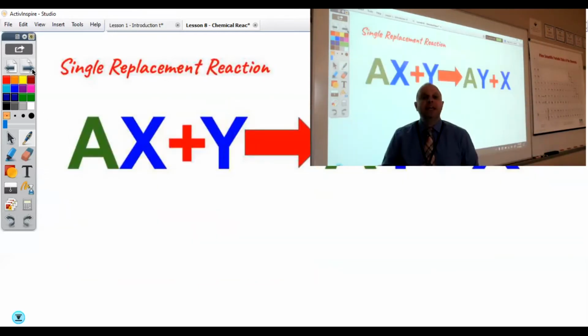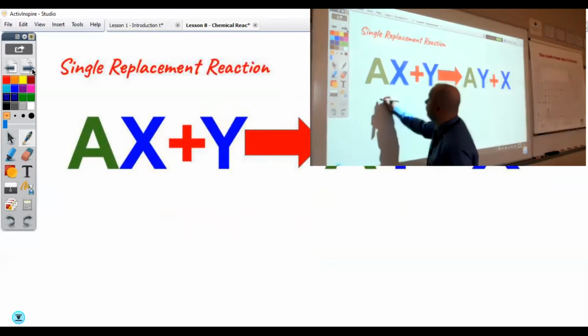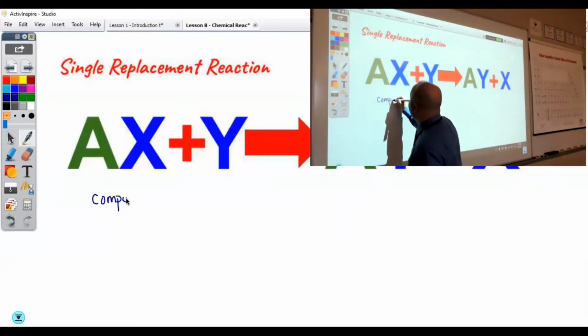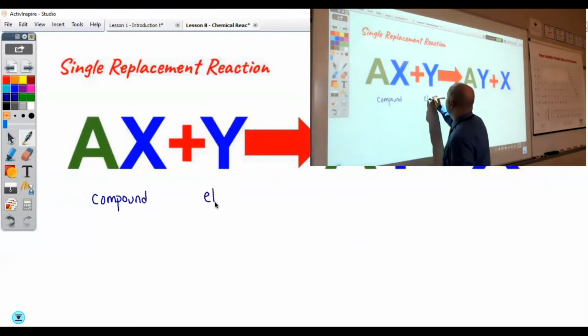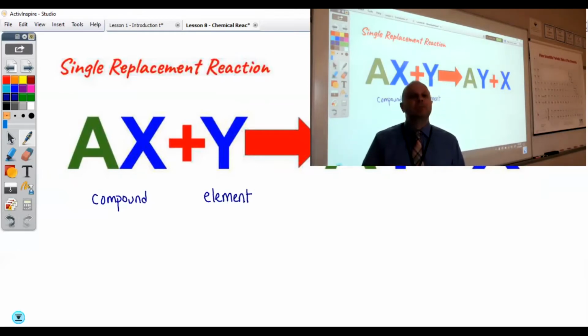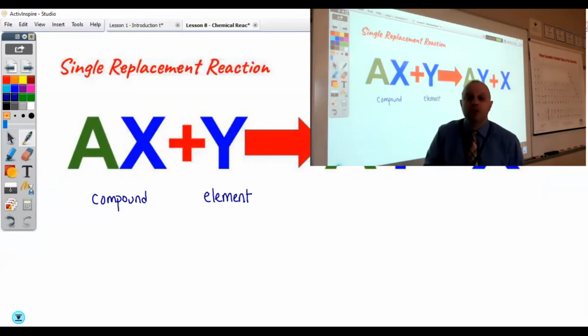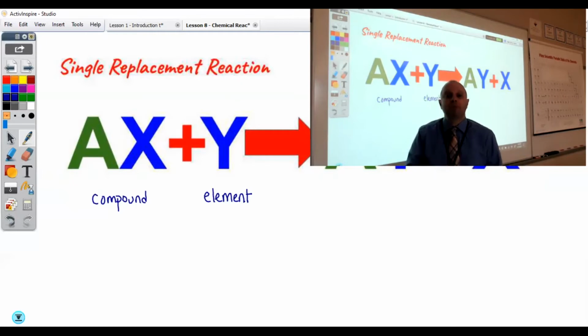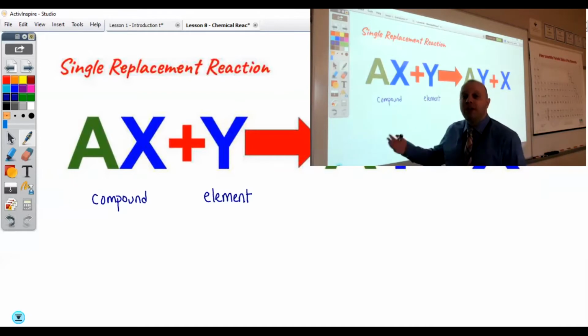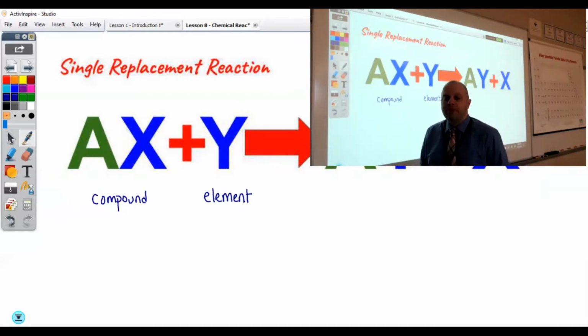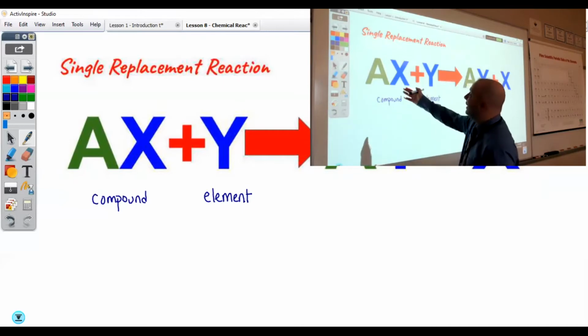So you can see behind me the general format for a single replacement reaction. In this case, we're always going to start with at least 1 compound and 1 element. And what you're going to notice here is that the element is going to replace part of the compound. Now, it could replace the A or the B, depending on whether that element forms a positive charge or a negative charge. So in the example that I made, I chose an element that forms a negative charge. So maybe something like chlorine replacing iodine or iodide in a compound.